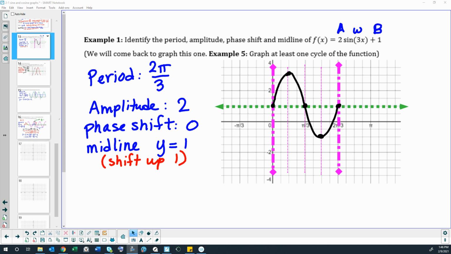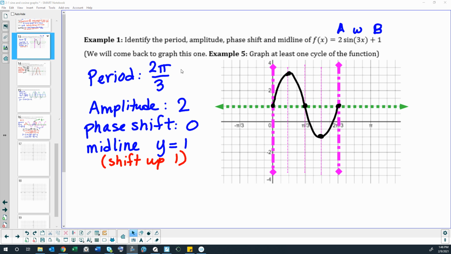Example 1. Identify the period, amplitude, phase shift, and midline of f of x equals 2 sine 3x plus 1. So the numbers we have in here are 2, which is the amplitude, 3, which is omega, or the number of cycles in 2 pi, and b, which is up 1. Okay, so first thing I'd like to do is find the period.